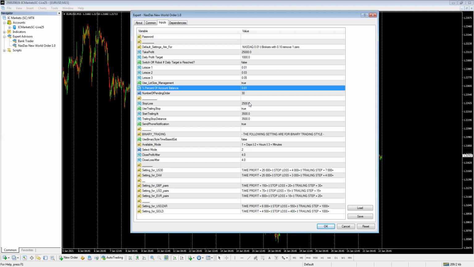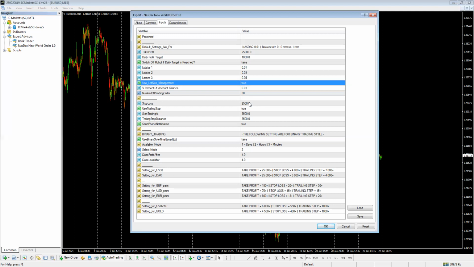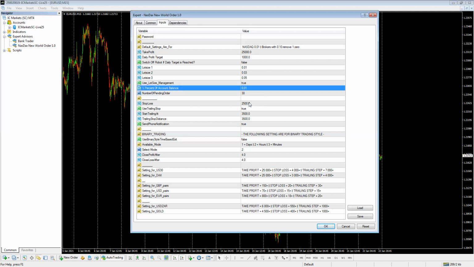So if you decide to use this, it's best that you use it if your account is on 500 to 1. If your account is on 500 to 1 and your account balance is above 100 USD, you can use this. If your account is still below 100 USD, rather just let the robot trade without the lot size management. And then as your account grows, you can set it to true if you want to. But this basically means that you're going to use your account balance and your leverage. Your leverage affects your 1% of the lot size.